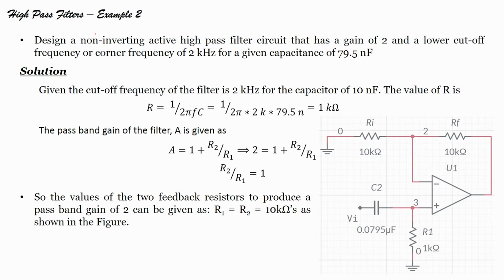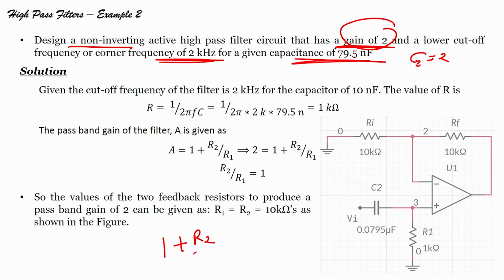Let us take another example. Design a non-inverting active high pass filter such that gain equals to 2, lower cutoff frequency or corner frequency is 2 kilohertz and capacitance of 79.5 nanofarad, alright. These three things are there. So, first is gain equals to 2. Non-inverting amplifier, my gain is 1 plus R2 by R1 is given as 2. So, R2 by R1 will be equal to 1, right, or R2 will be equal to R1, very easy, right.